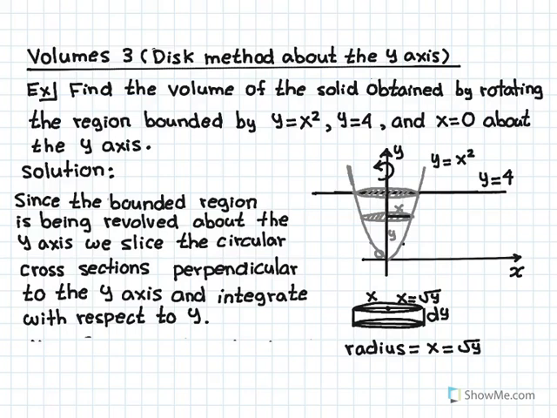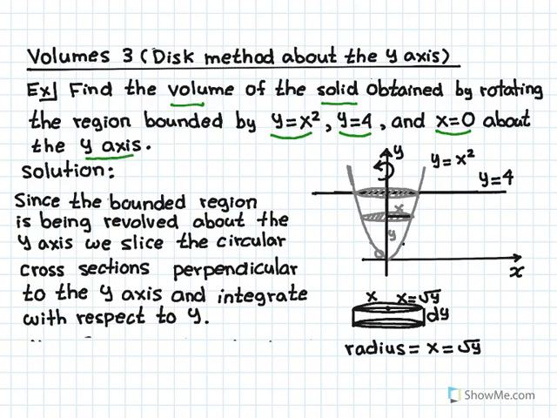In this video, we're going to look at another application of volumes of revolution, and in this case, we're revolving about the y-axis. We're applying the disk method. So the question here is find the volume of the solid obtained by rotating the region bounded by the parabola y equals x squared, horizontal line y equals 4, and x equals 0. x equals 0 is the y-axis. We're revolving this region about the y-axis.